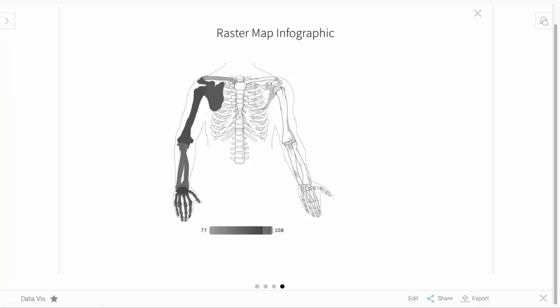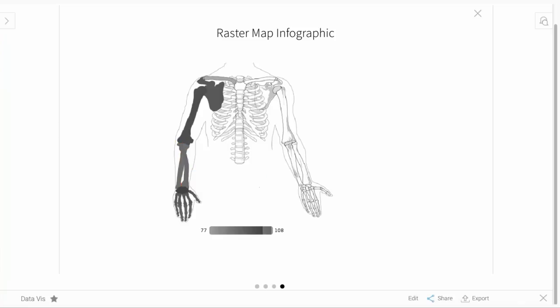And what it does is it highlights, so the hotter points are broken down. So in this example, we're looking at broken bones from skiing accidents on the human body at a ski resort. And this type of chart allows us to see where those breaks are, because it's a map, it's showing where.